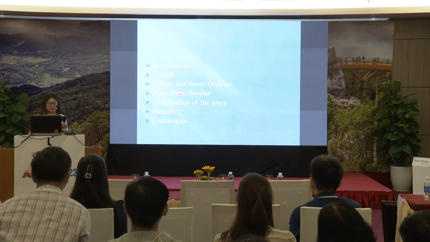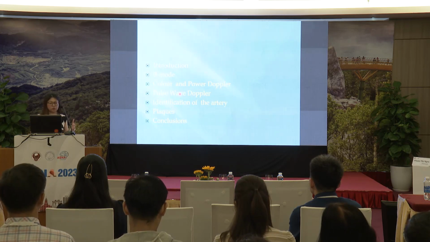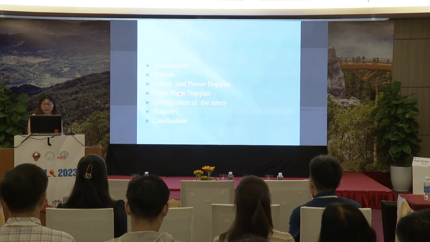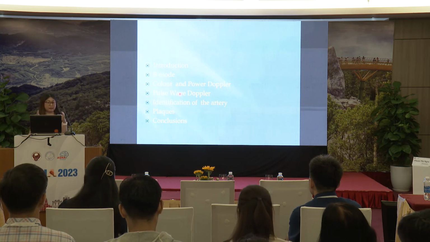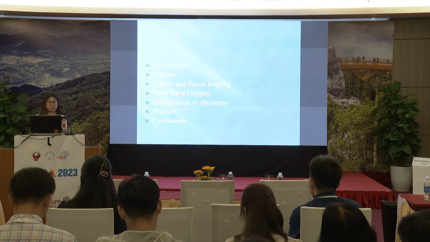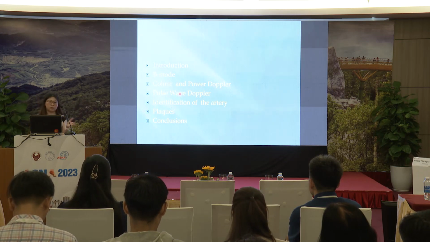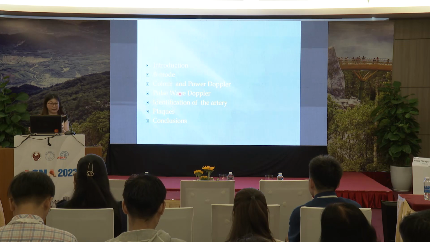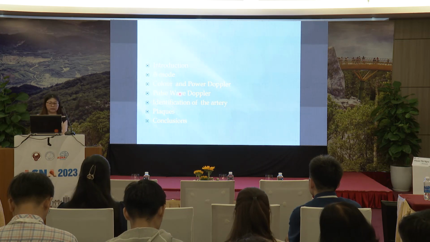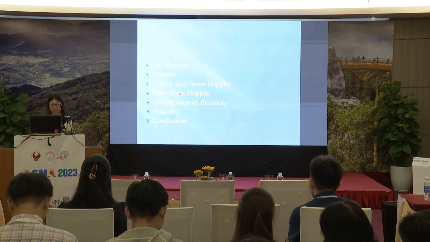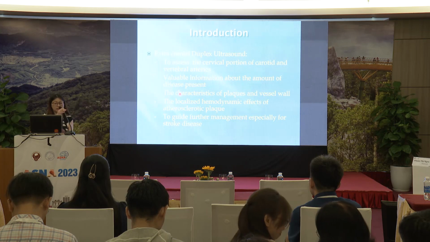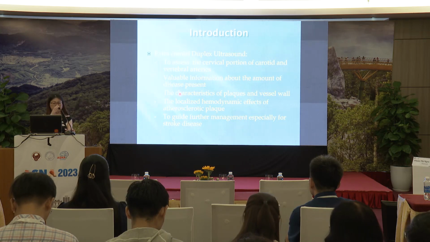Firstly, I would like to let you know we need to know what B mode, color, power Doppler, and pulse wave Doppler are, and how to identify the artery by using the ultrasound carotid. Then how to identify the plaques, and then we'll come to the discussion as well as the conclusion. I will give you some case studies after all the information that I will give to you later.